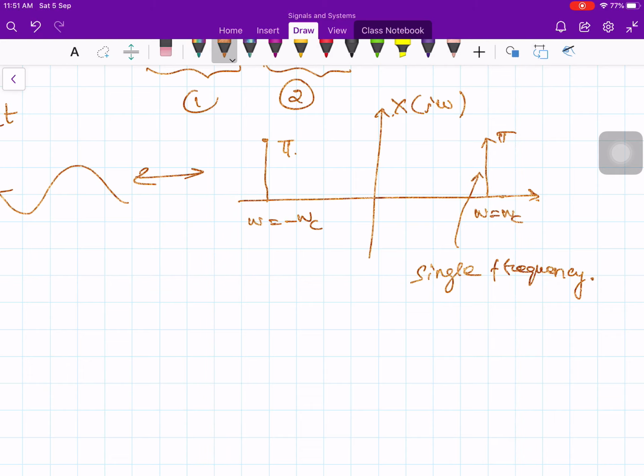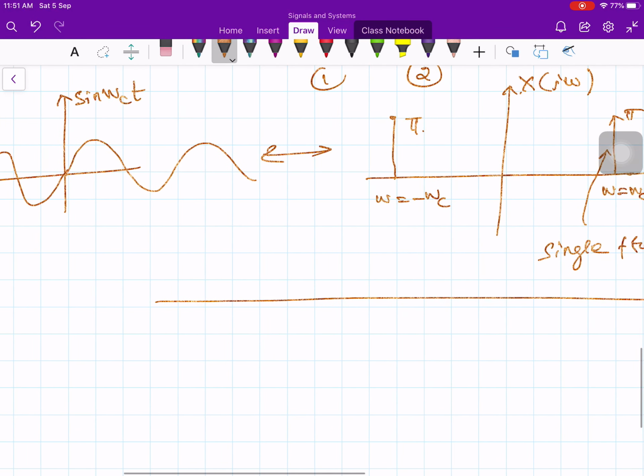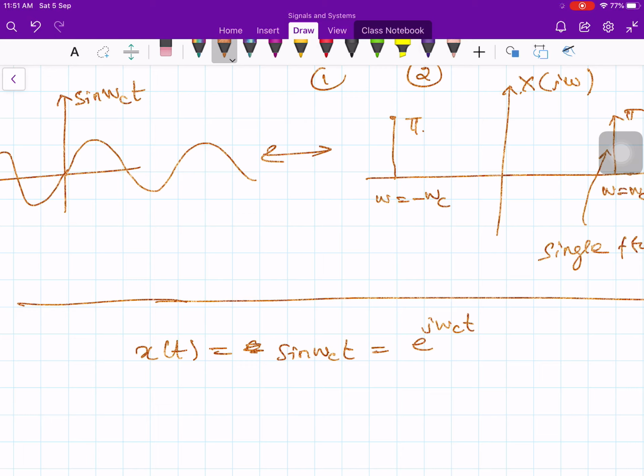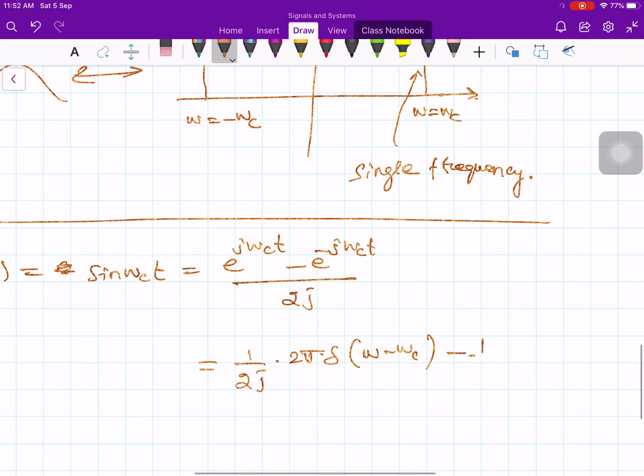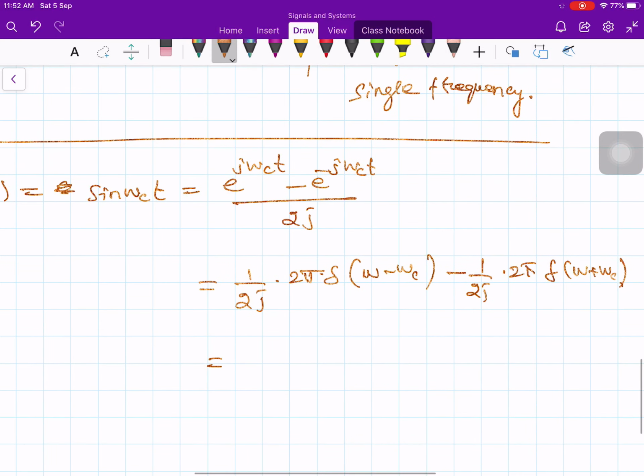Now let us extend this idea further. Let me consider x of t equal to sin omega ct. You can write sin omega ct as e to the j omega ct minus e to the minus j omega ct, divided by 2j. The same rule we used for the previous case can be applied here. So 1 over 2j times 2 pi delta of omega minus omega c, minus 1 over 2j times 2 pi times delta of omega plus omega c. Now the 2 cancels and j comes to the denominator, or you can simply put pi over j times delta of omega minus omega c minus delta of omega plus omega c. So this is the Fourier transform of your sinusoidal function.